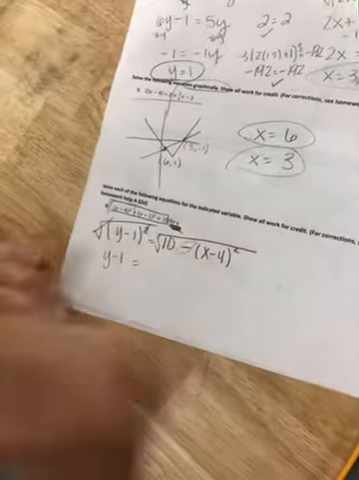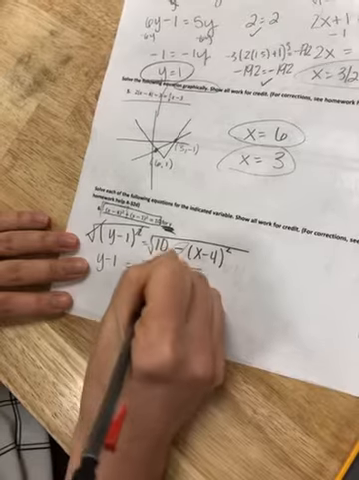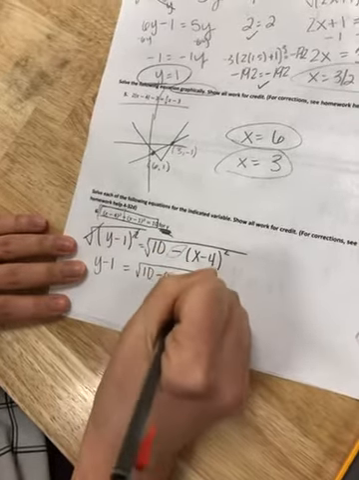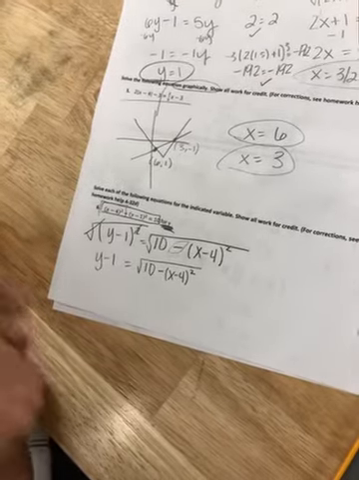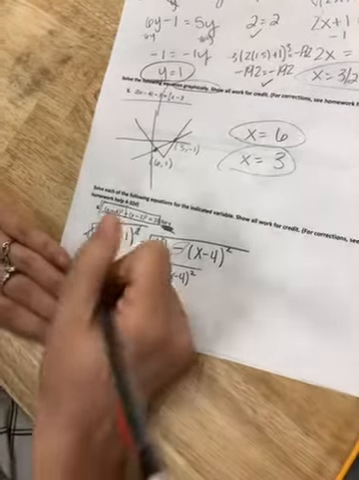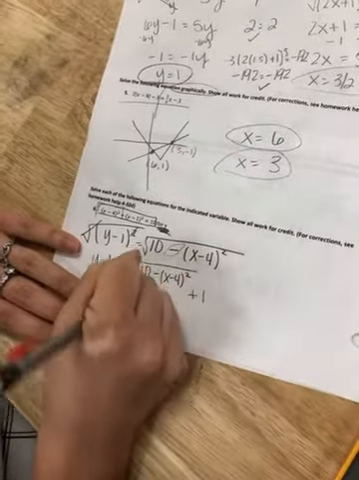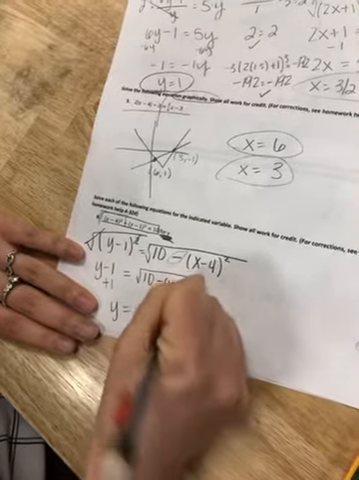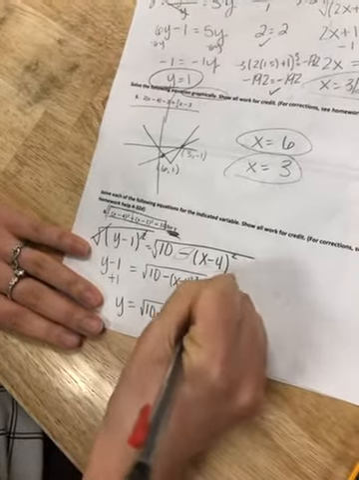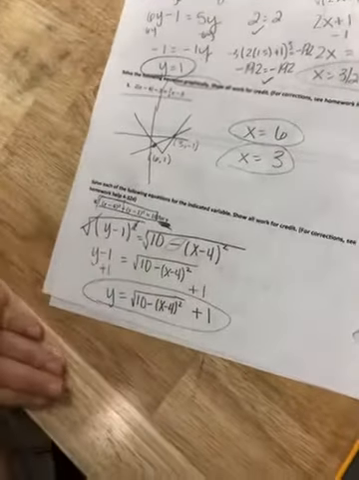The whole thing was being squared. On this side, I'm just going to leave it as 10 minus x minus 4 squared. There's no reason to simplify that. It doesn't simplify. Then I just need to add 1 to this side. So y equals the square root of 10 minus x minus 4 squared plus 1. This is solved for y.